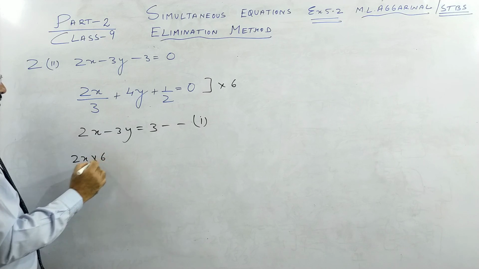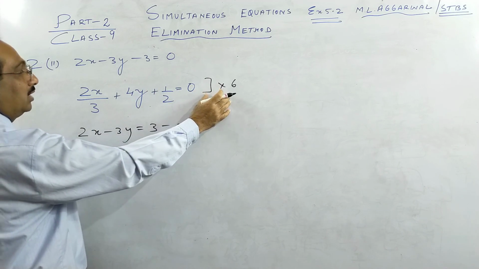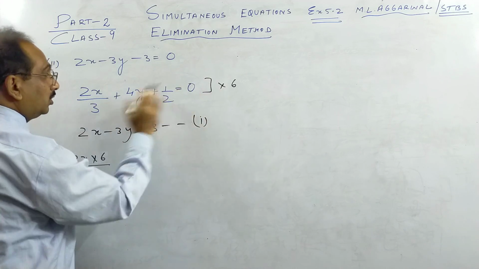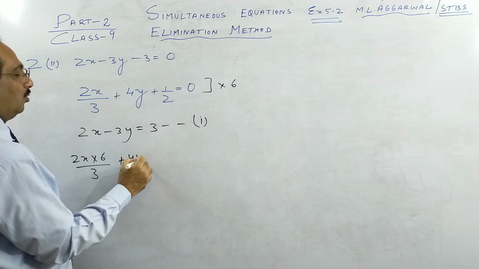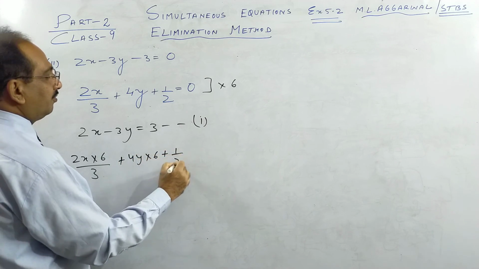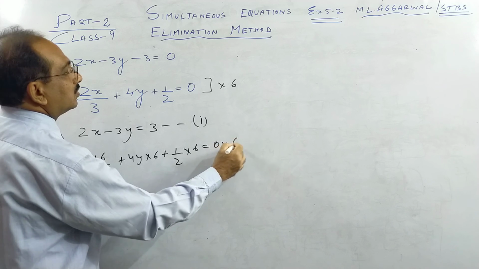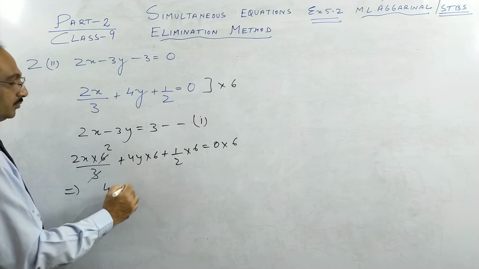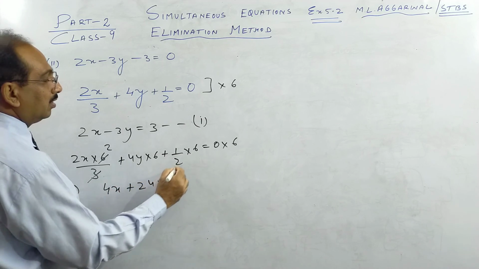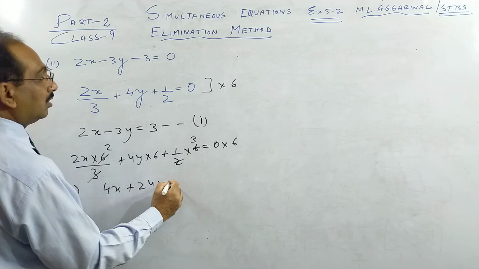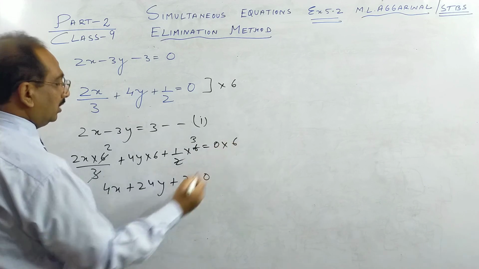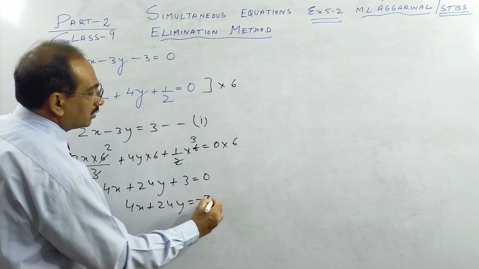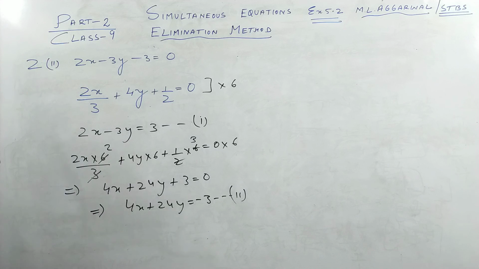So 2x into 6 by 3, and whatever you multiply, children, you have to multiply each term on both the sides. Each term on both the sides. 4y into 6 plus half into 6 plus 0 into 6. See what we get. We get 4x plus 24y. This will cancel. Plus 3 and 0 into anything is 0. So this comes to x y minus 3. Let this be equation 2.